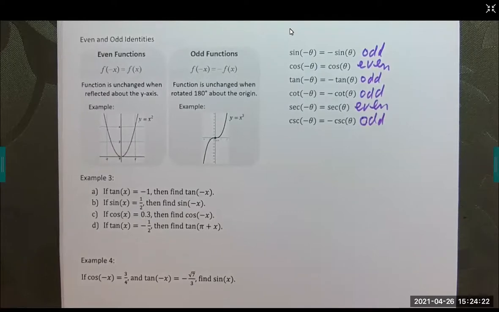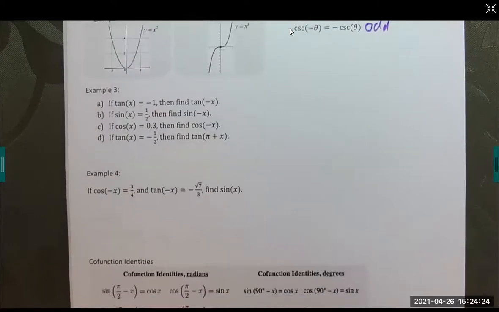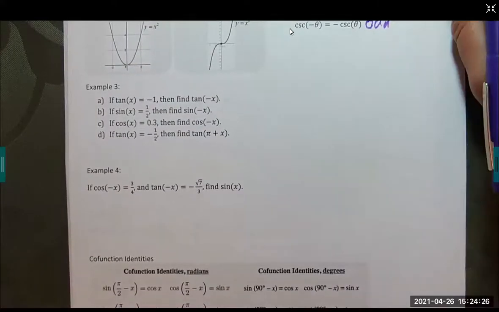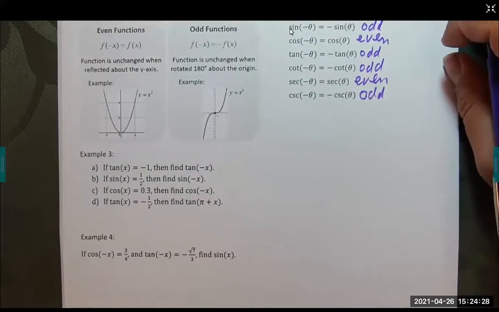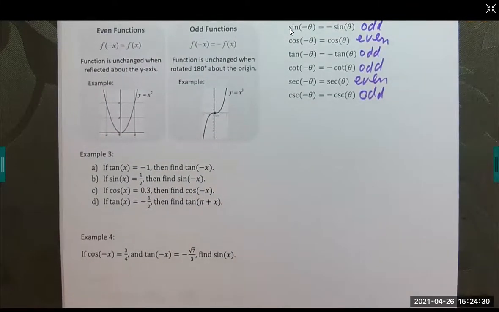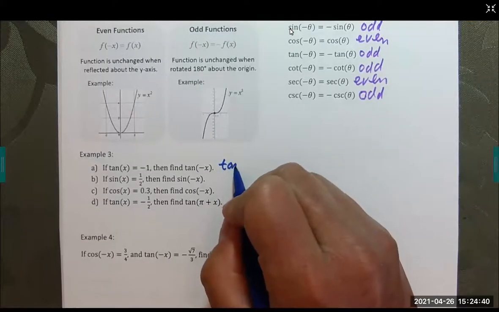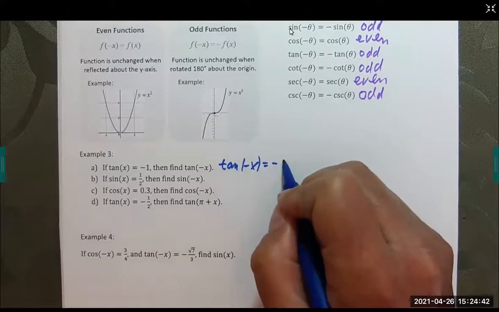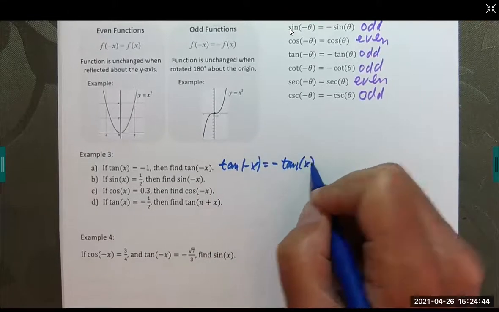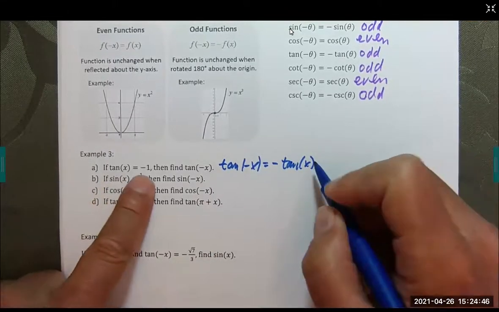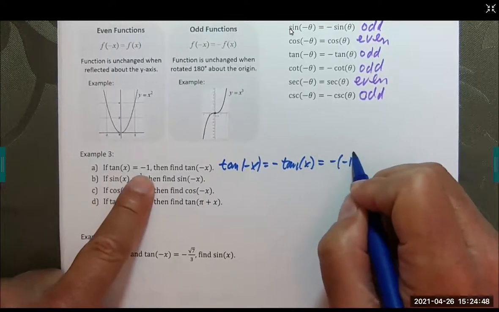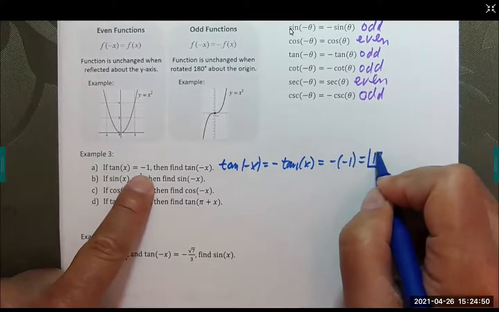All right, example 3. If tangent of x is -1, then find tangent of negative x. Let's see what that looks like. So tangent of negative x is equal to negative tangent x. And since I know tangent x is -1, this becomes -(-1), or just 1.